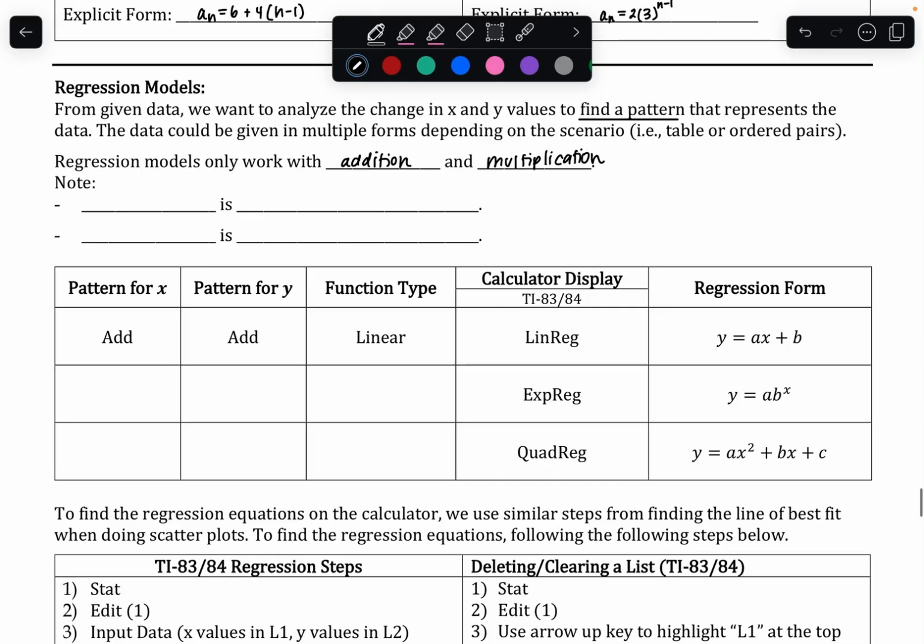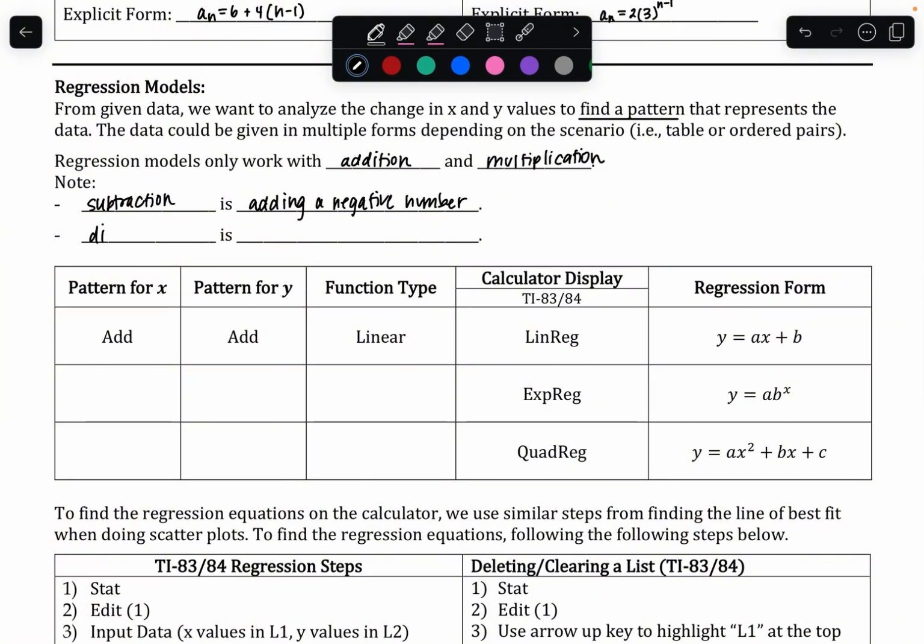Okay, and so one thing to note is that subtraction is just adding a negative. Adding a negative number. So that's still addition. And then if we want to talk about division, that's just multiplying by a fraction. For example, if we were dividing by 2, that's multiplying by 1/2.